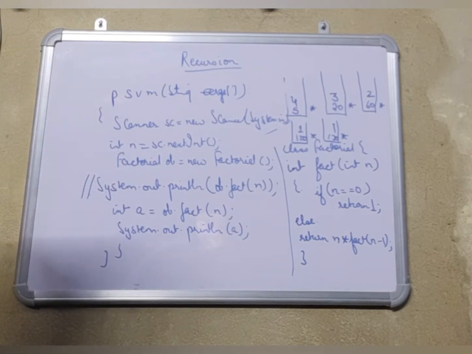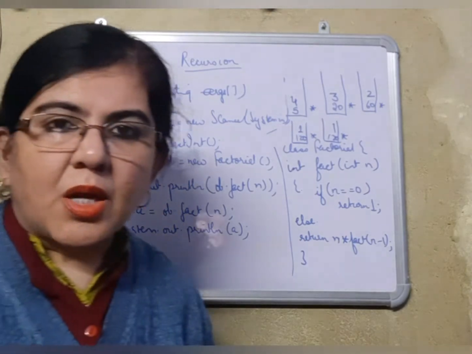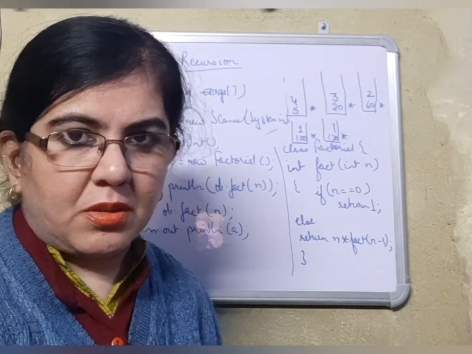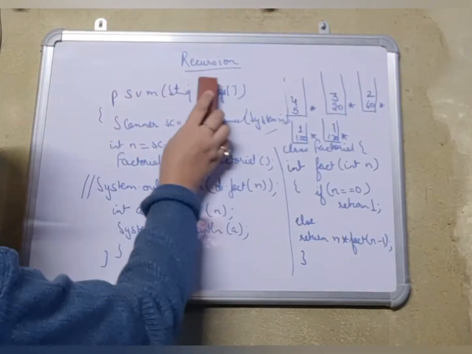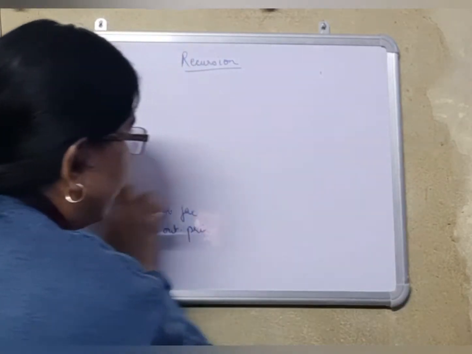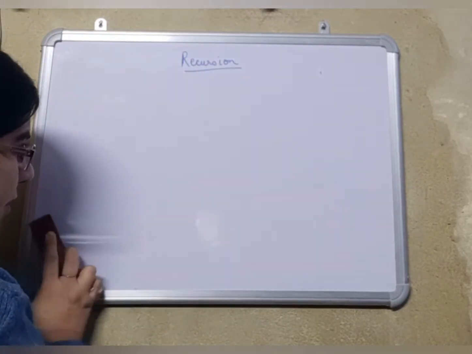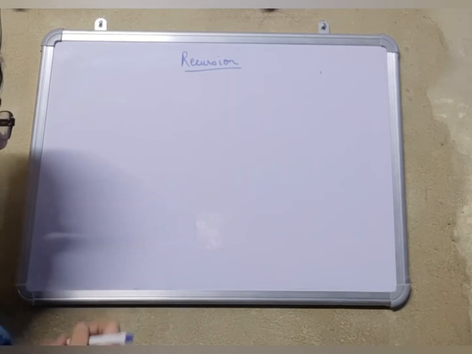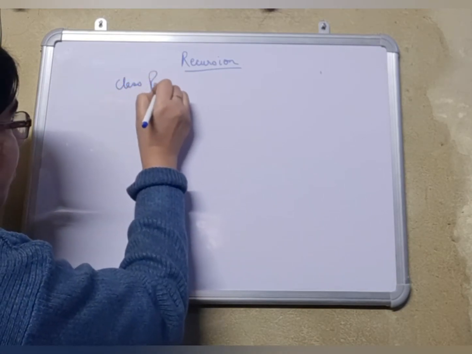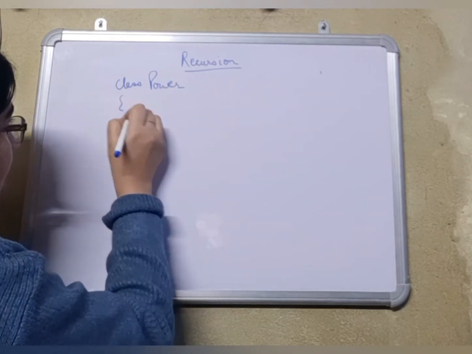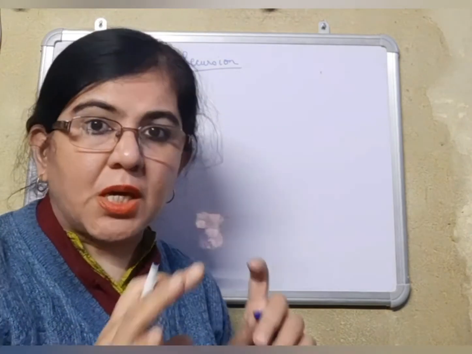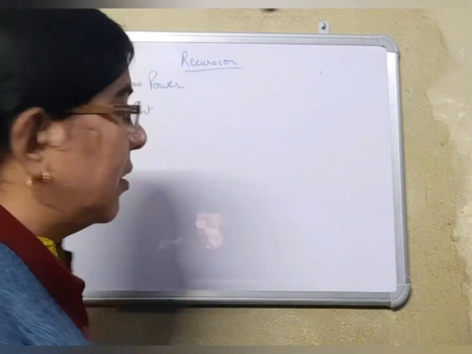So this was on factorial. Now let's look at how to use a recursive function to calculate the power of any number. So let's have a look at this. Now suppose we are to enter two numbers and we have to calculate their power. That means we do not have to use Math.pow. We have to create our own pow function.